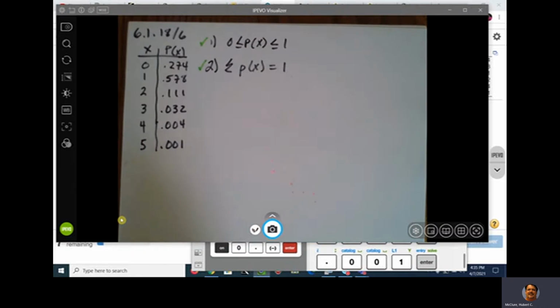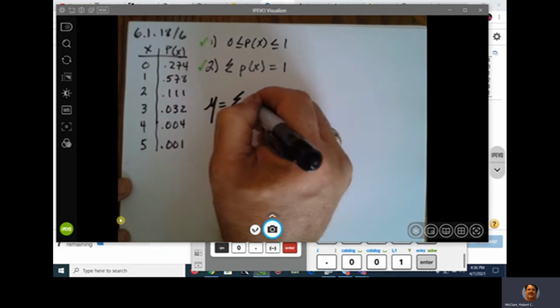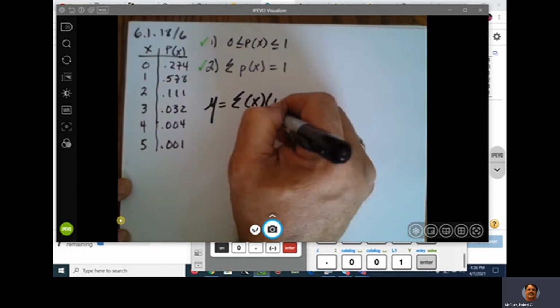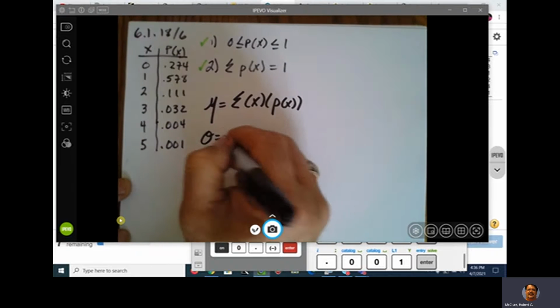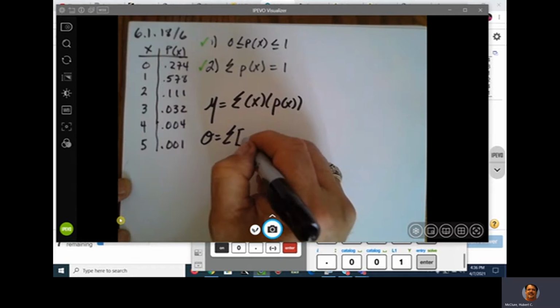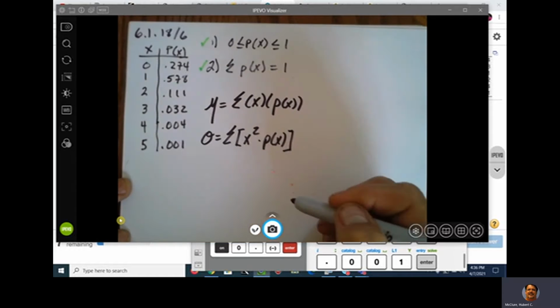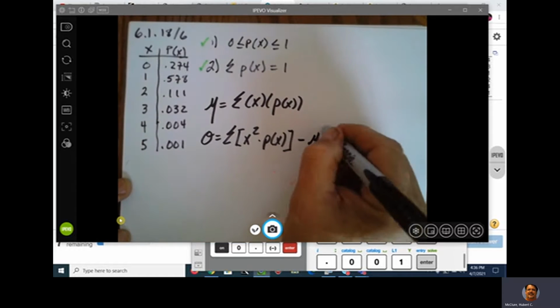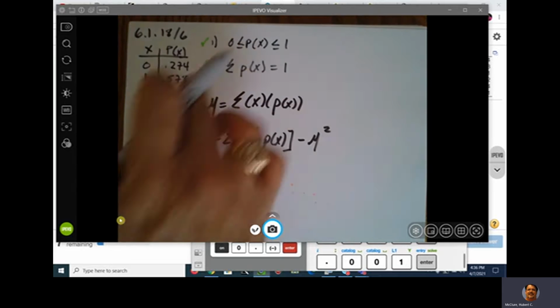Now, what else will they ask for? They're also going to ask you, this is 6.1, so 6.1 will ask you for the mean and the standard deviation. The mean is equal to the summation of x times p of x. And the standard deviation is the square root of the summation of x squared times p of x, adding all those up and subtracting the mean squared. Now, 6.1, that's pretty much it.